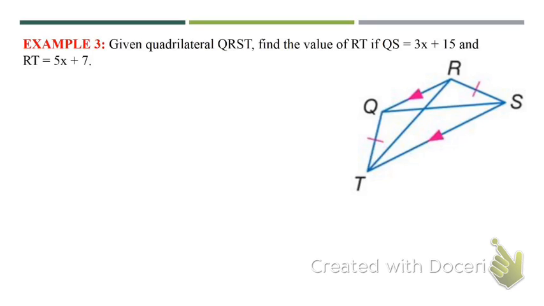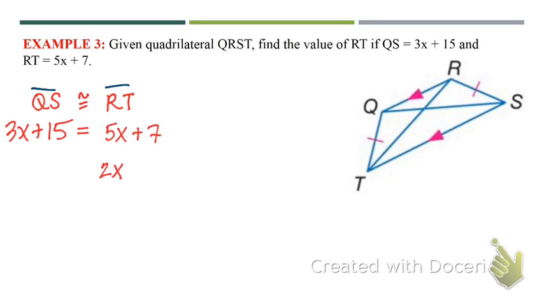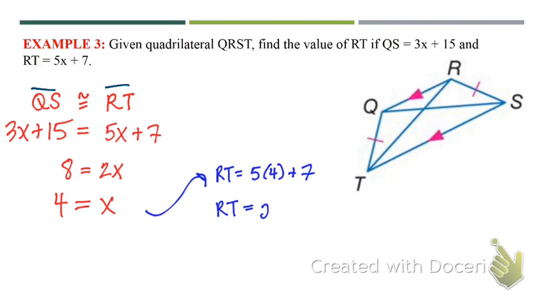So given this quadrilateral, find the value of RT if QS is 3x plus 15 and RT is 5x plus 7. And we know that it's isosceles. So because it's isosceles, we know those diagonals are congruent. So we can set the two equations equal to each other and then just solve. And then we plug it back into the equation and figure out what RT is.